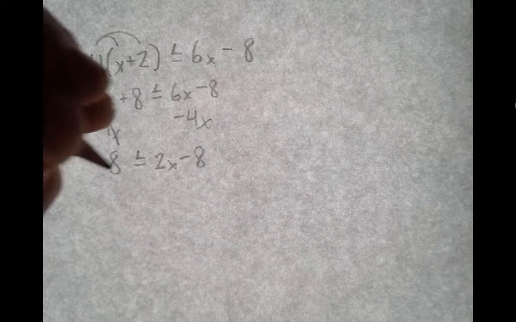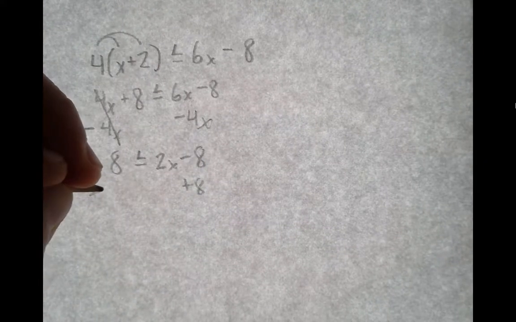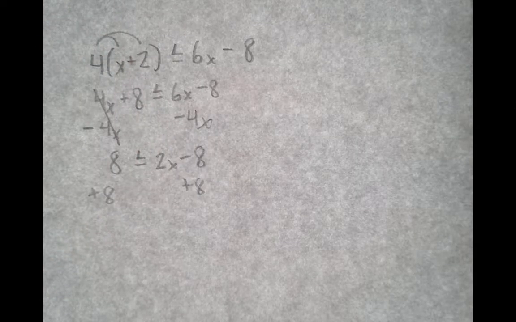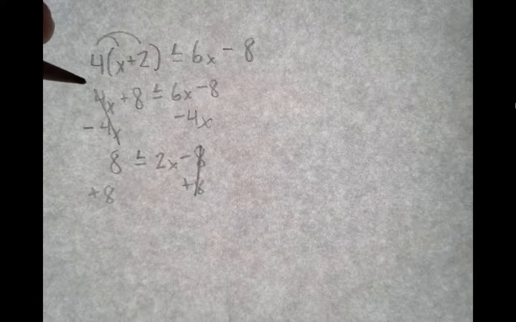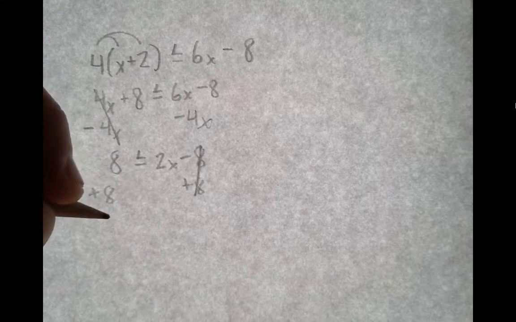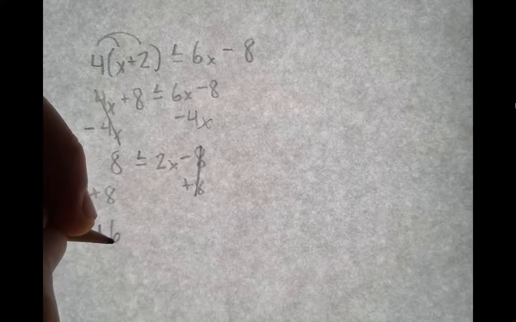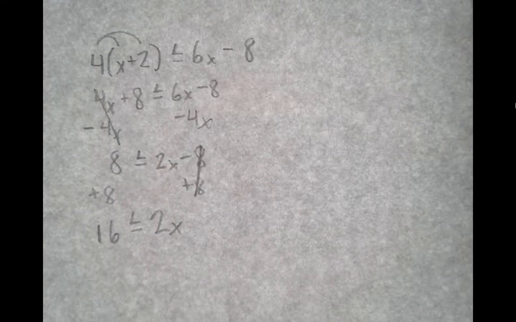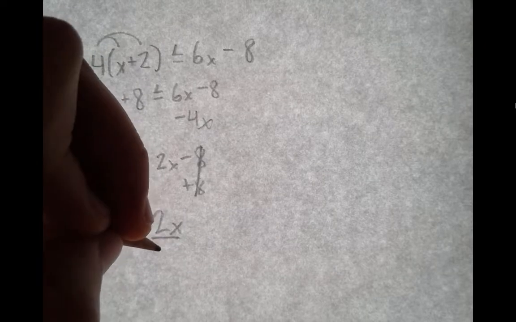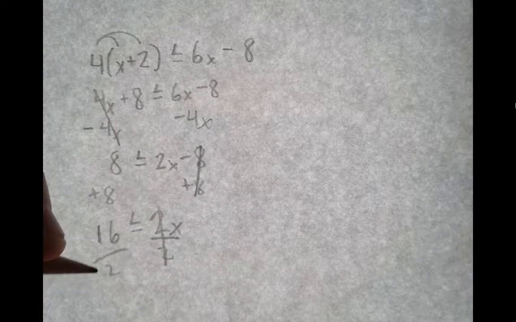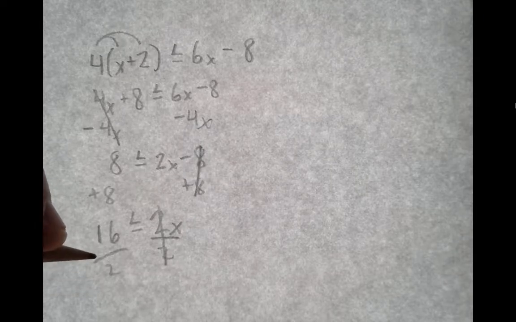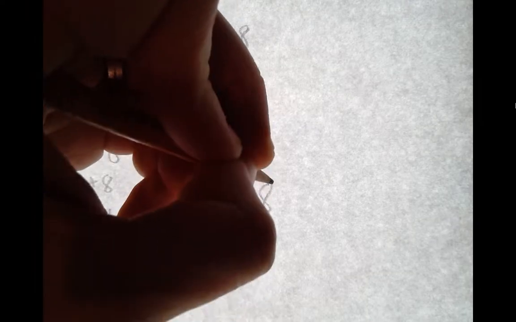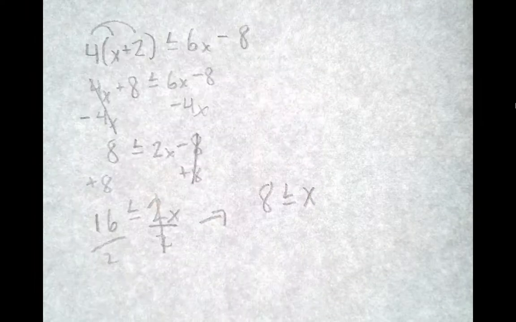And from there, now I can start getting the x alone. I got to add 8 to both sides, plus 8, because that's the inverse. That's how I'll cancel that over there. That cancels. I'm left with 8 plus 8 is 16, less than or equal to 2x. And I'll divide both sides by 2 to get the x all alone. 16 divided by the 2 will get me, ultimately, 8 is less than or equal to x.